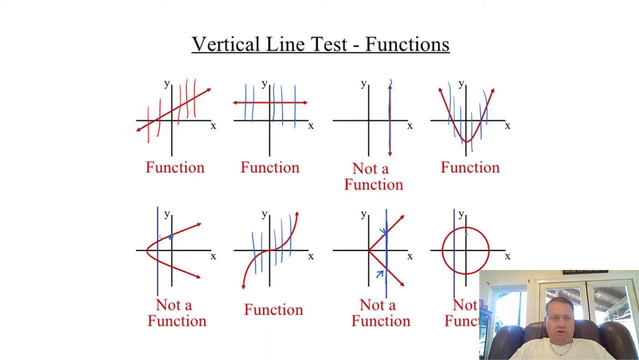And here's another circle. Circles and ellipses really aren't going to be any different. If you can draw a vertical line and touch the graph more than once at the same time, then you are not a function.